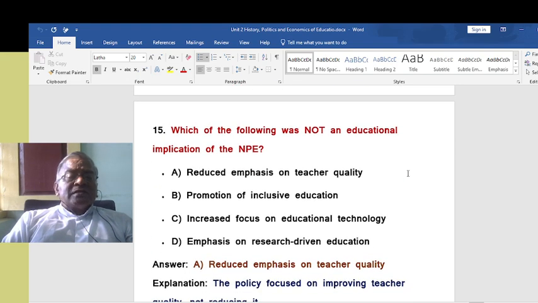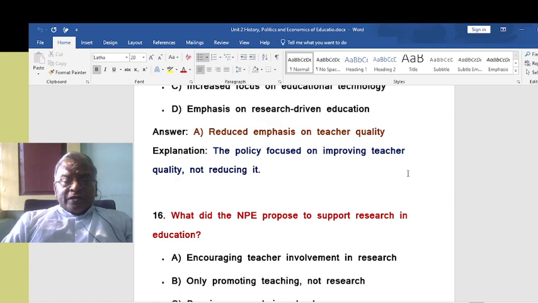Which of the following was not an educational implication of the NPE? That is a reduced emphasis on teacher quality. It is not an educational implication of the NPE. Actually, because of the NPE, quite a lot of things happened with regard to teacher quality. Teachers became qualitative. In other words, they attained certain quality after this commission. So many new ventures have been taken on the government side, and the teachers were given in-service and pre-service training, everything, and they were always accompanied by so many experts. Because of that, there was a raised quality in teaching, no doubt about it. So reduced emphasis on teacher quality is not the recommendation of the NPE. Yes, the policy focused on improving teacher quality, not reducing it.